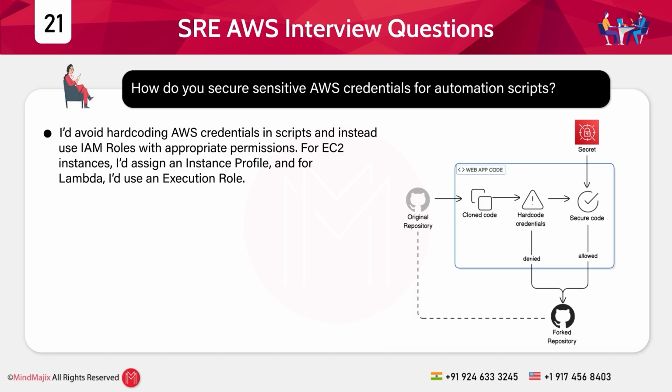Secrets Manager or Systems Manager Parameter Store can securely store API keys, passwords, and tokens with encryption. Access to secrets would be logged and monitored via CloudTrail, and temporary credentials from AWS STS can also be used for automation tasks. Regular IAM access reviews would ensure that there are no excessive permissions that exist.